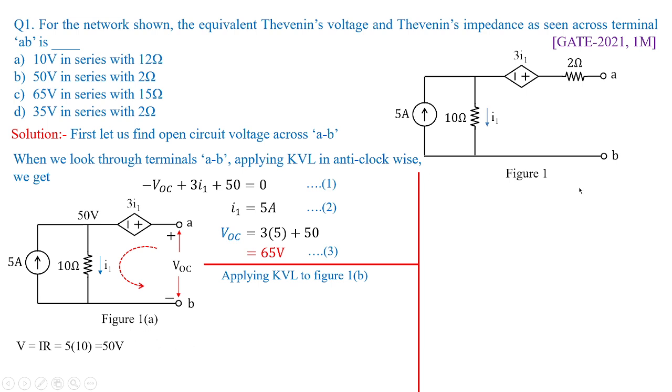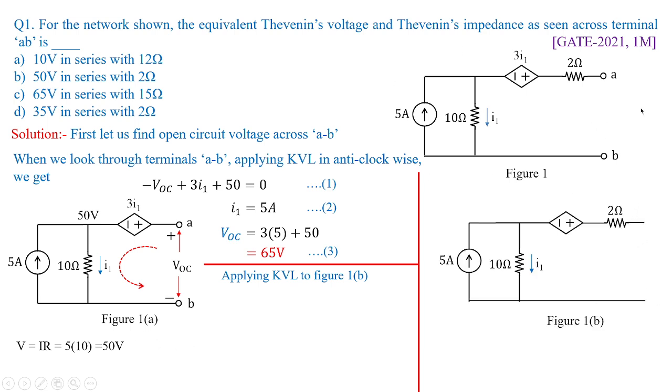This figure 1b is nothing but we are taking the terminal AB and we are shorting it. Why are we shorting it? Because we need to know the value of the current which is flowing through the terminal AB, that is known as the short circuit current. Because impedance is nothing but the open circuit voltage by short circuit current. This is one of the important concepts of Thevenin's equivalent networks.